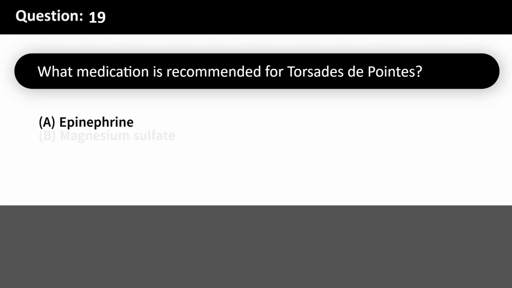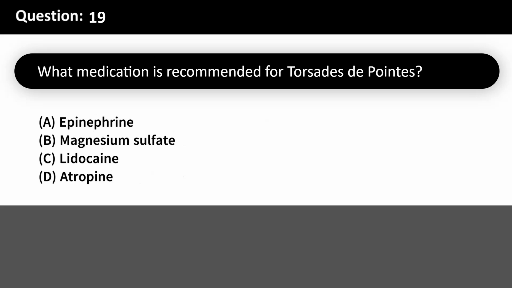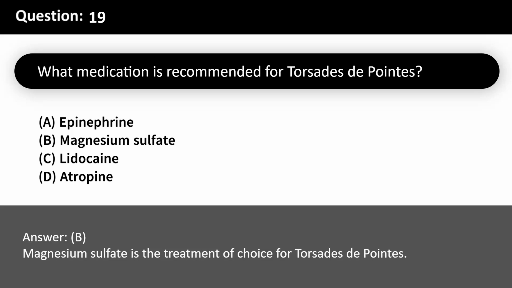What medication is recommended for torsades de pointes? A. Epinephrine. B. Magnesium sulfate. C. Lidocaine. D. Atropine. Answer, B. Magnesium sulfate is the treatment of choice for torsades de pointes.